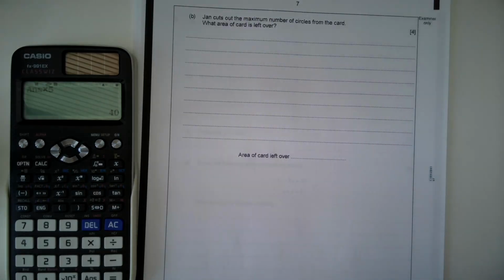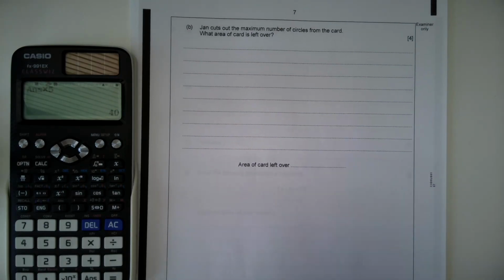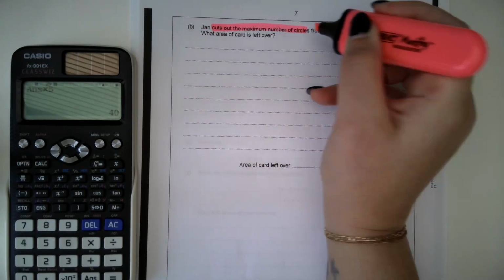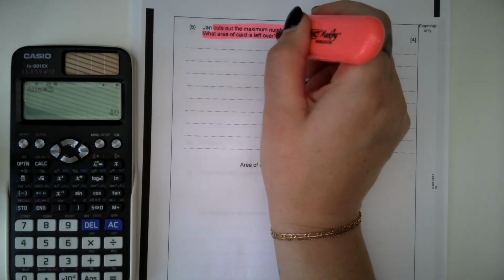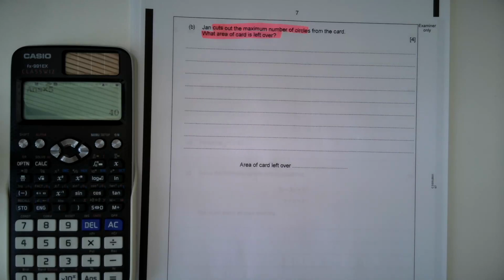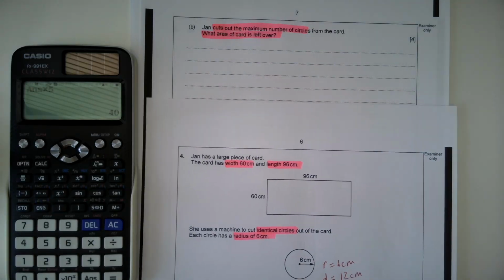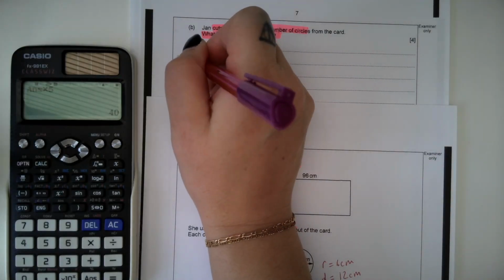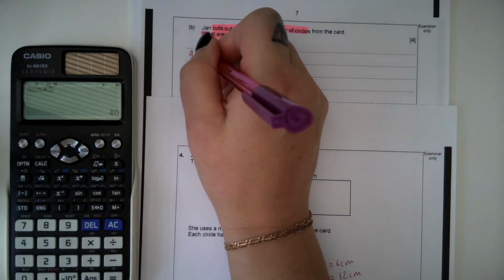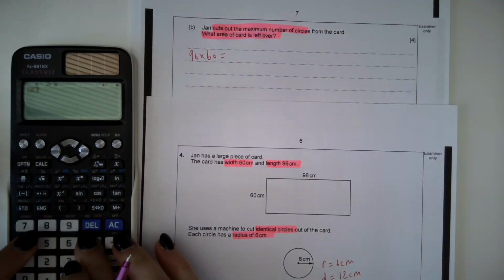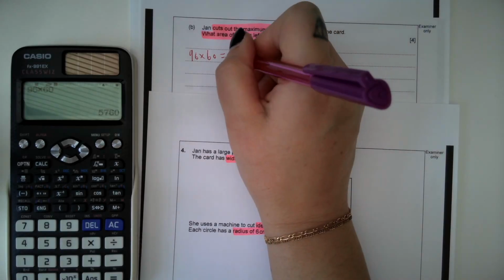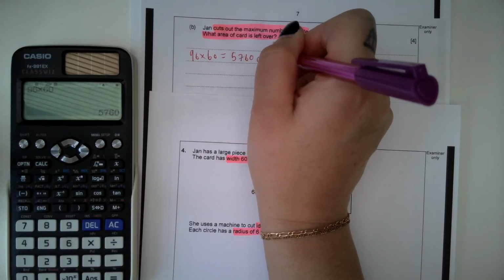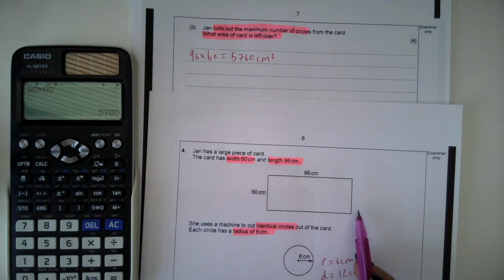Okay. Part B. Jan cuts out the maximum number of circles, so we've taken them out from the card. What area of card is left over? Okay, so we need to first of all find out what the area of card was before we cut anything out. So we're going to find the area of this rectangle. So 96 multiplied by 60 because it's a rectangle. So that's 5,760 centimetres squared in total for the rectangle.